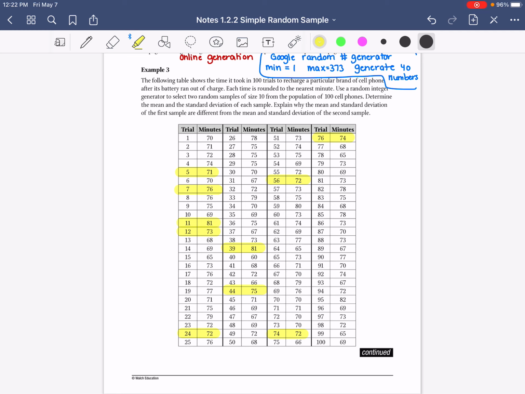Okay, so then what we're going to do is go ahead and find the mean and standard deviation of these numbers right here. So we're going to use 71, 76, 81, 73, 72, 81, 75, 72, 72, 74.